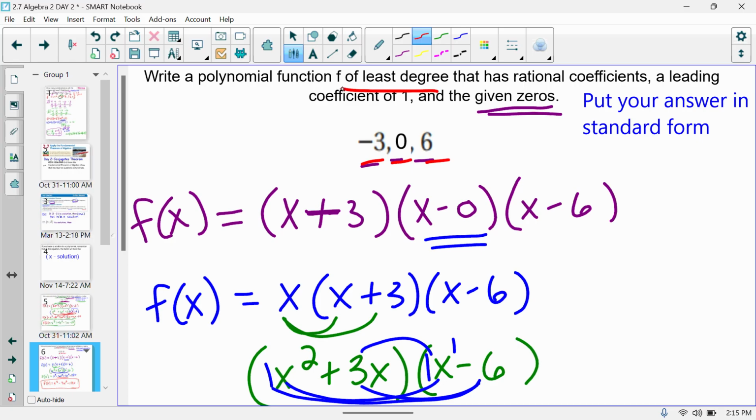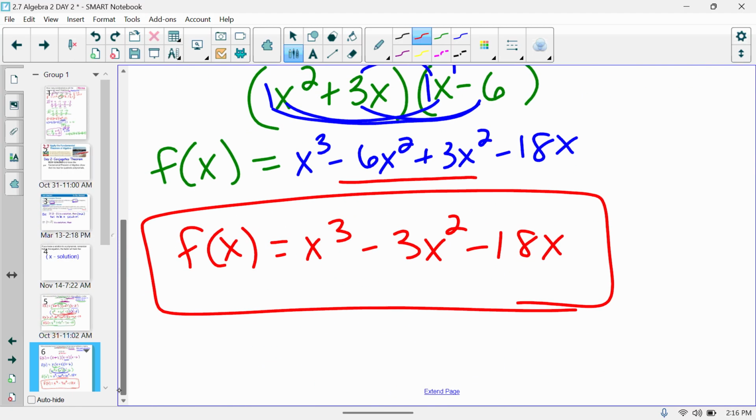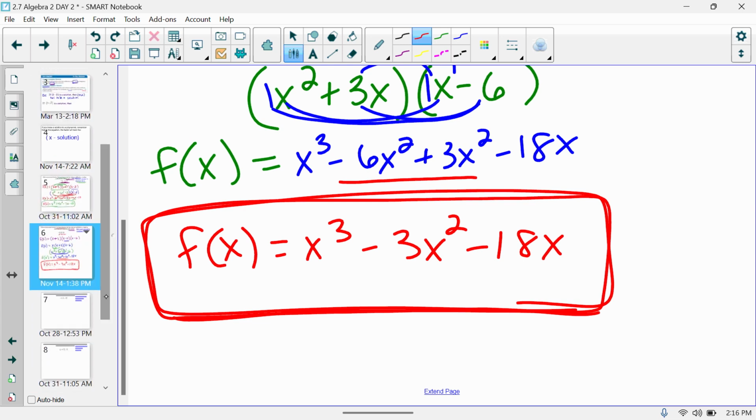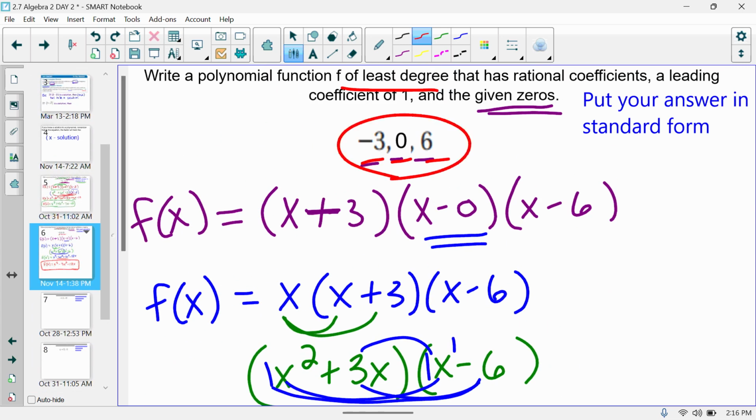Again, we know that 3 is good for the degree because there's 3 solutions, so that's the least degree that we could possibly have. The coefficients are rational, and this leading coefficient is a 1. So that's our answer. Again, it'd be very easy to check it. Just punch it in y equals in your calculator and make sure it really looks like it crosses the x-axis at -3, 0, and 6.